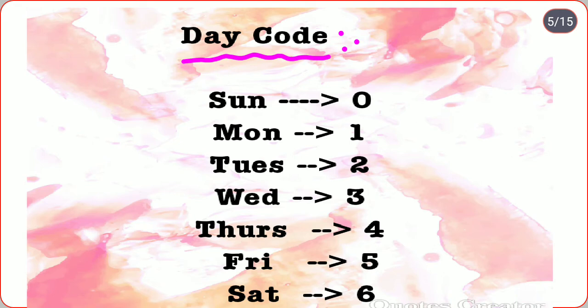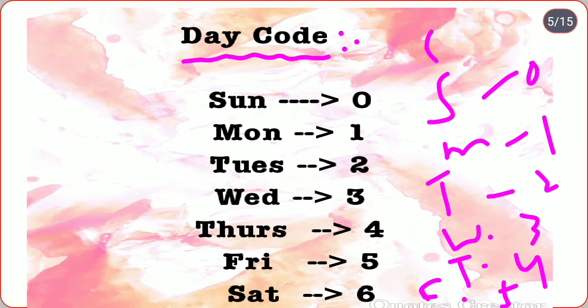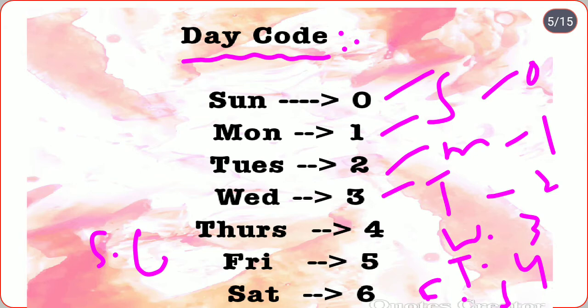So the day code is: Sunday 0, Monday 1, Tuesday 2, Wednesday 3, Thursday 4, Friday 5, Saturday 6. Same as Sunday 0, Monday 1, Tuesday 2, Wednesday 3, Thursday 4, Friday 5, Saturday 6. That is the day code.